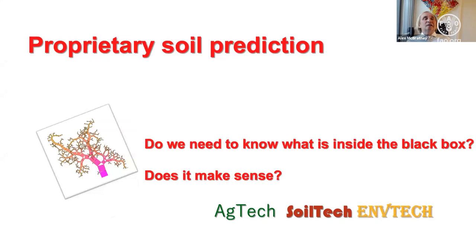Next slide. So do we need to know what's inside the black box? This is what might be inside the black box. Do we need to know what it is? Does it make sense? If we're going to go down the road of proprietary soil prediction, I think as soil scientists, we do need to have some understanding of what's inside the black box. And we certainly need to be able to know how well these things are actually measuring or predicting soil properties. So we have to be very careful about proprietary soil prediction. It may be that it's not proprietary, that the whole thing is open, and that's fine, no problem. Next slide.